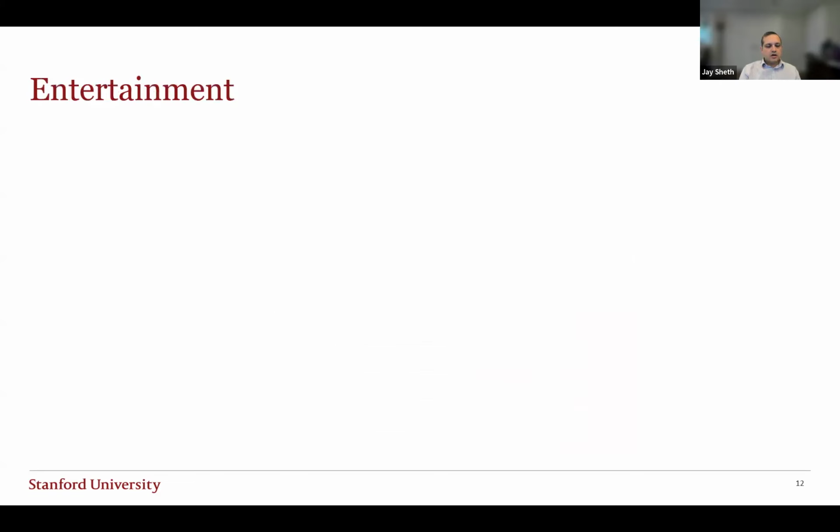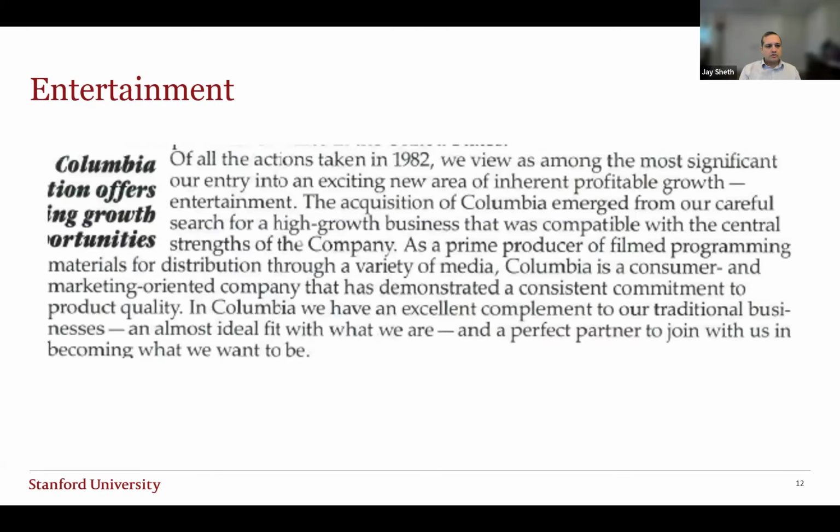Now, 82 also saw a big step in the entertainment business. So Coca-Cola, which we talked about earlier, was getting into other businesses. They bought Columbia Pictures and got into the movie business. Why did they really want to get in the movie business? I think even now people kind of question it.